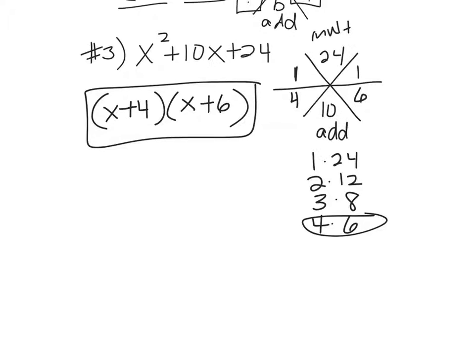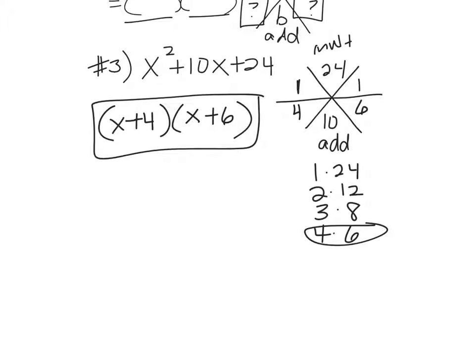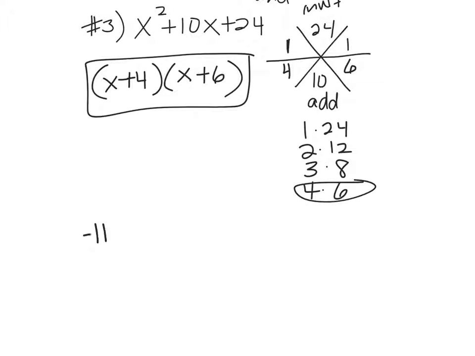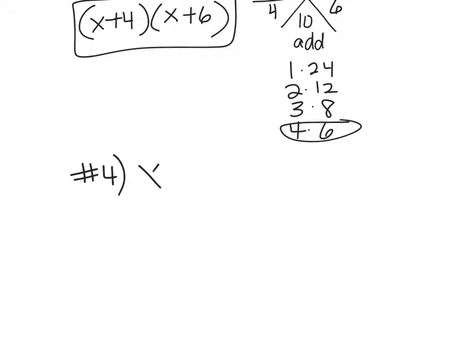But yeah, especially when you have a number out front of the x squared, then that gets really kind of tricky. All right, let's try number 4. Here we go. Let's do this one. X squared minus 14x plus 33.